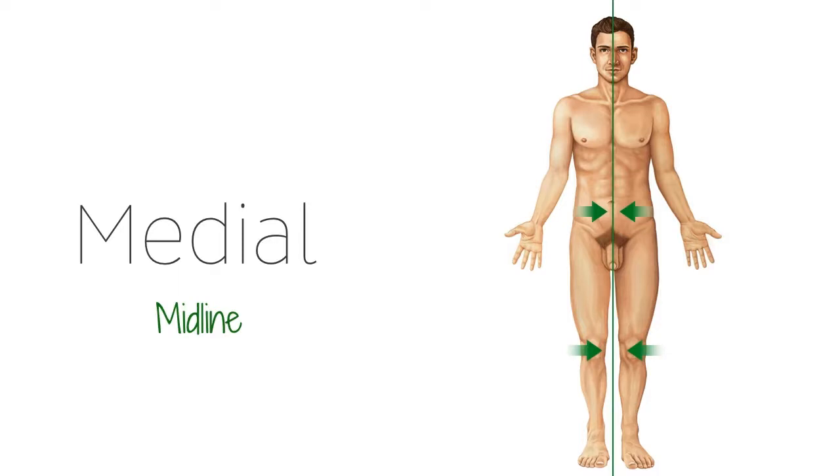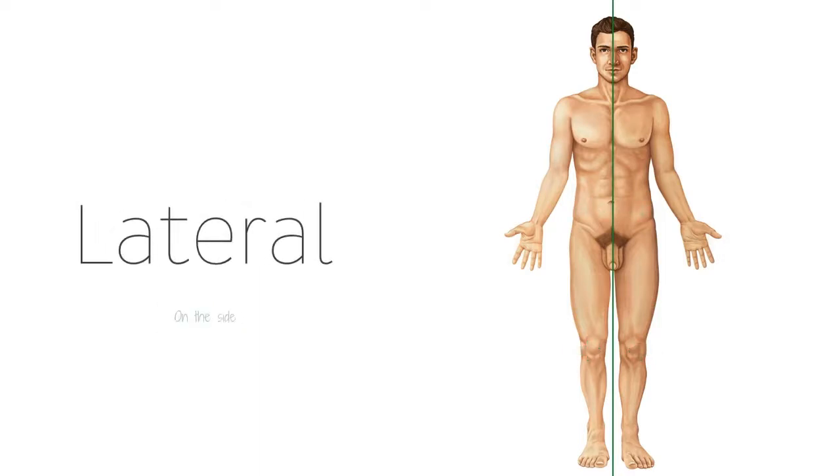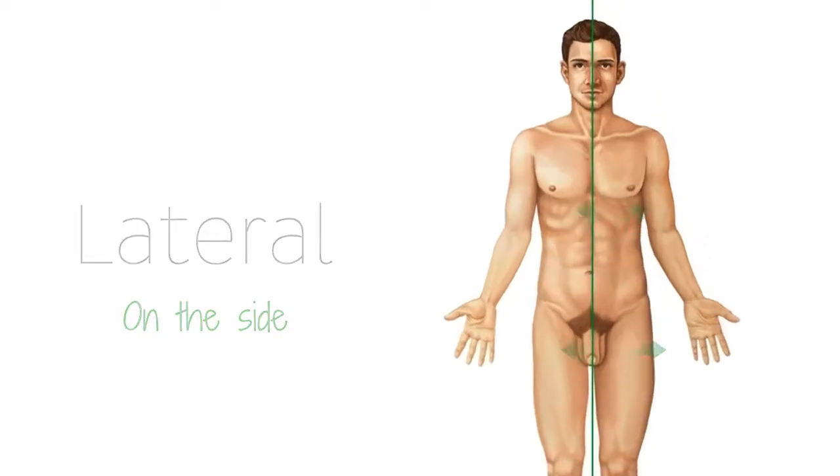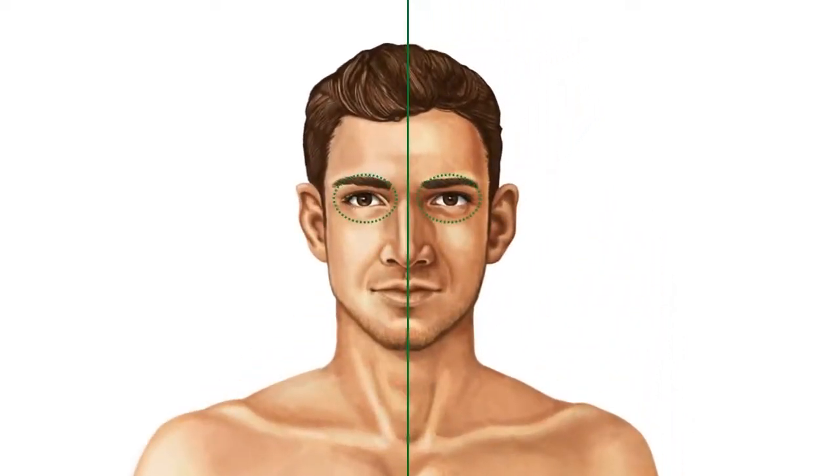Moving on. When we talk about an anatomical part being lateral, it means on the side, or away from the middle of the body. As long as it is to the side of the midline of the body, something can be lateral. For example, the eyes are lateral to the nose, but the ears are lateral to the eyes.